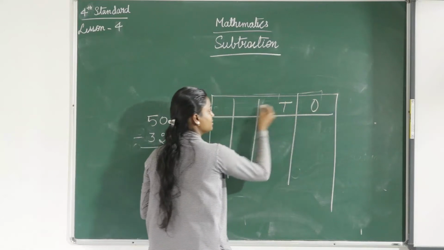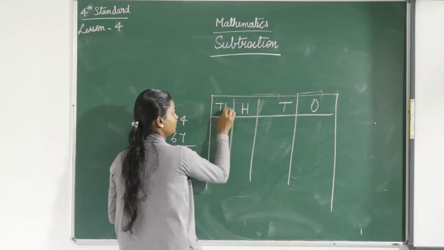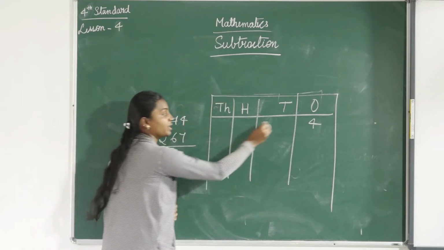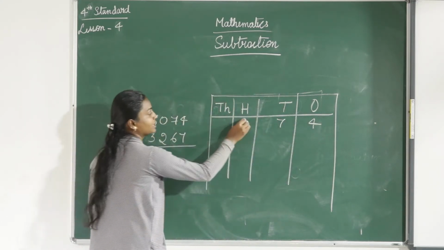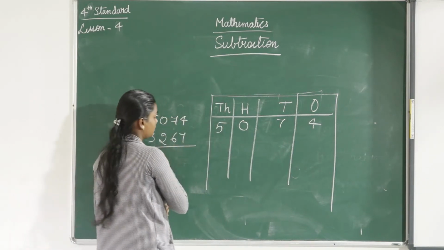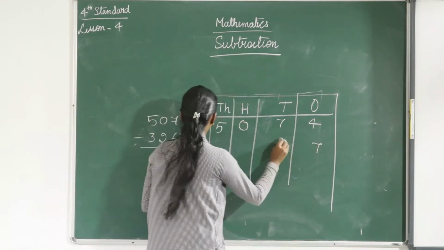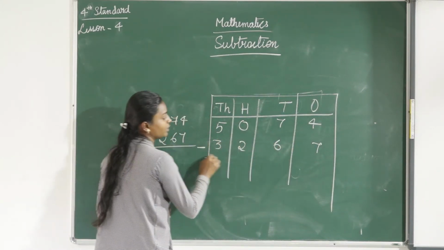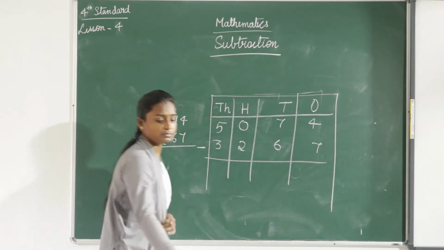Ones, tens, hundreds and thousands. In ones place we have 4, in tens place we have 7, the next number is 0, and the next number is 5. Now the next number is 7, 6, 2 and 3. So we are going to subtract here.